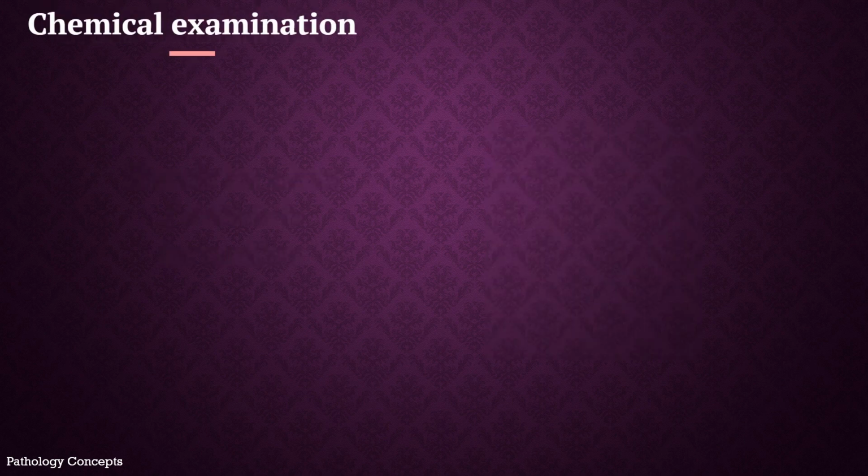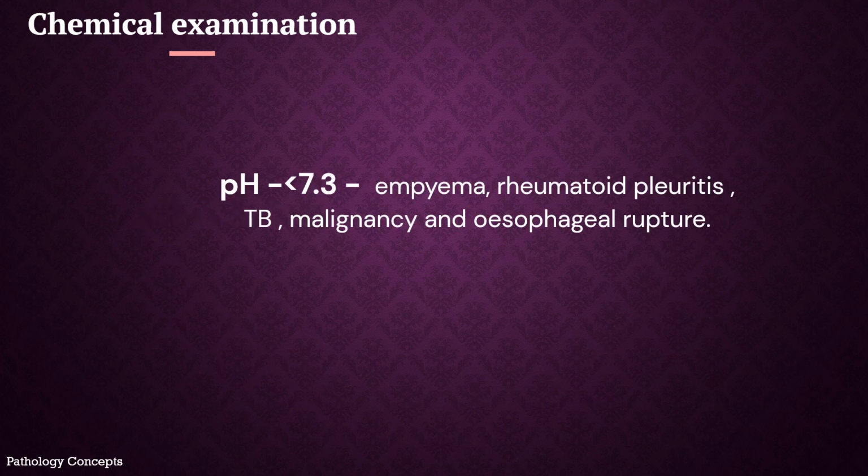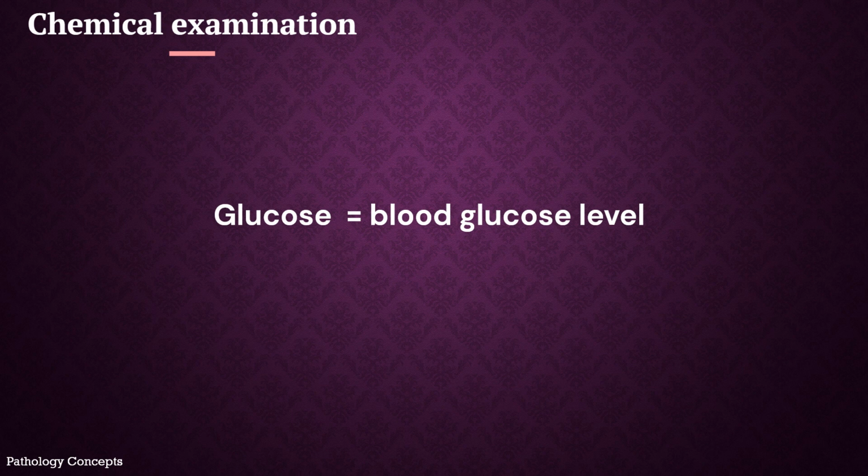Now let's learn about chemical examination. The normal pH of pleural fluid is 7.6 to 7.64. pH less than 7.3 is seen in empyema, rheumatoid pleuritis and pleural effusion associated with TB, malignancy and esophageal rupture. Glucose. The normal level of glucose is the same as the blood glucose level.